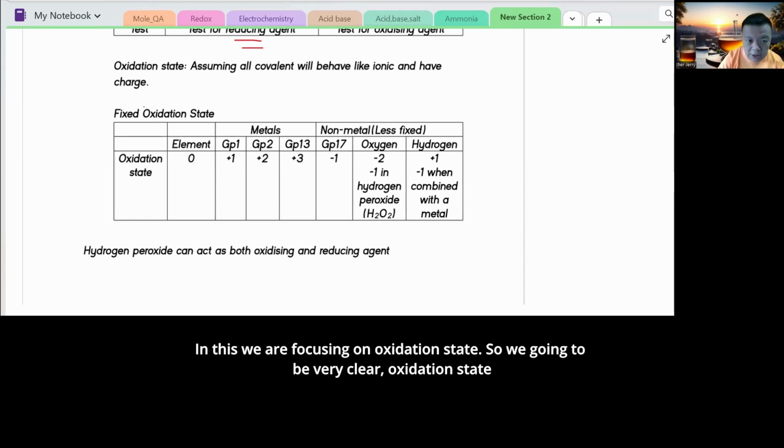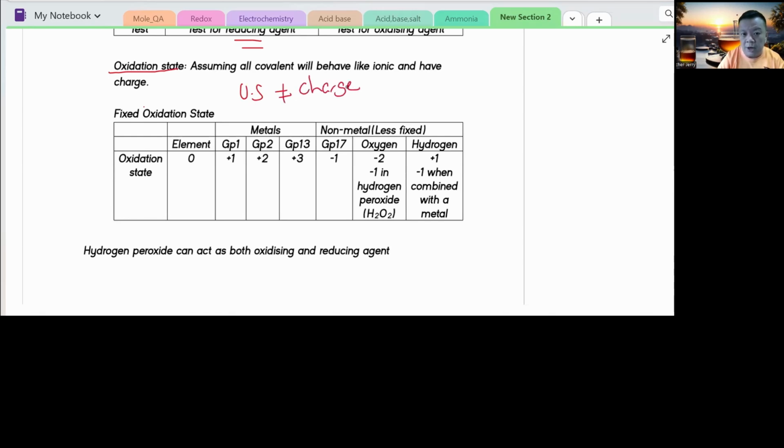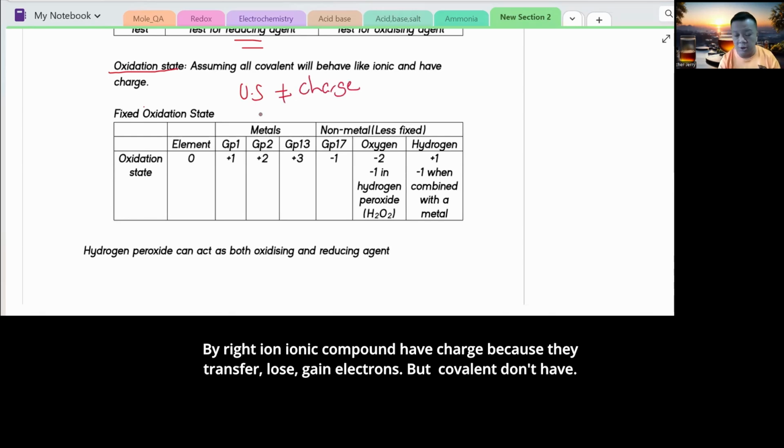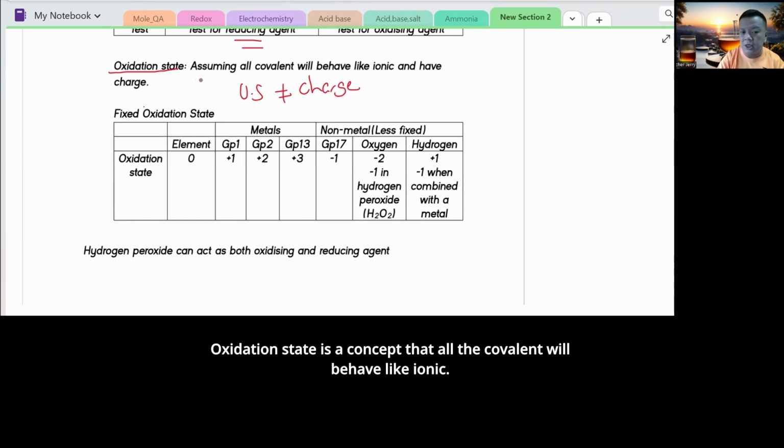In this, we are focusing on oxidation state. So we got to be very clear. Oxidation state, or sometimes people call it oxidation number, is not really equal to charge. By right, only ionic compounds have charge because they transfer, lose and gain electrons, but covalent compounds don't. Covalent compounds share electrons, but they will have oxidation state. So oxidation state is a concept that assumes all the covalent compounds behave like ionic.